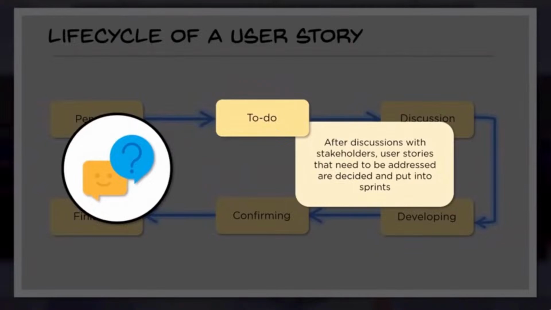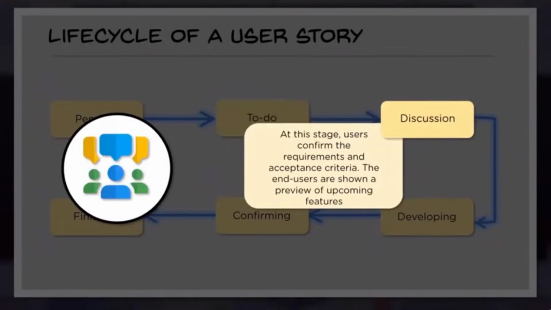So in between the point where we said pending to do, in between this, there is a lot of discussion. So where decision is happening here, decided and put into sprints means there is a prioritization also which is happening. So now discussion. At this stage, users confirm the requirement and acceptance criteria.